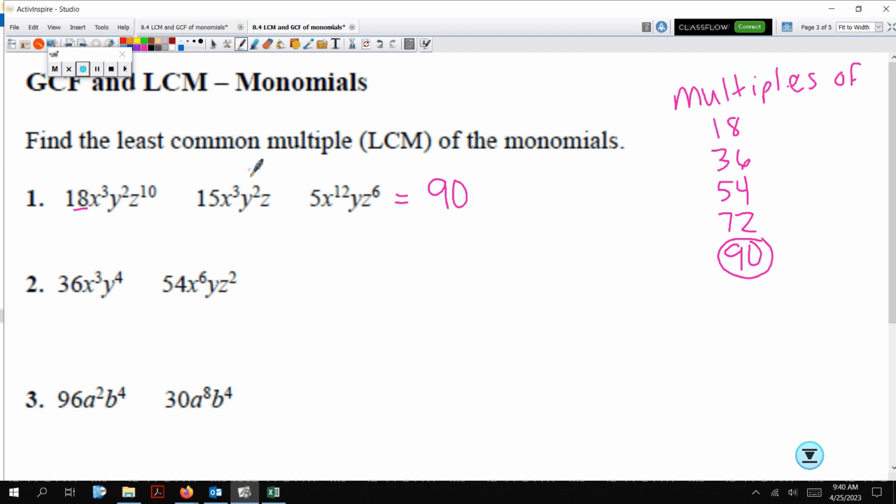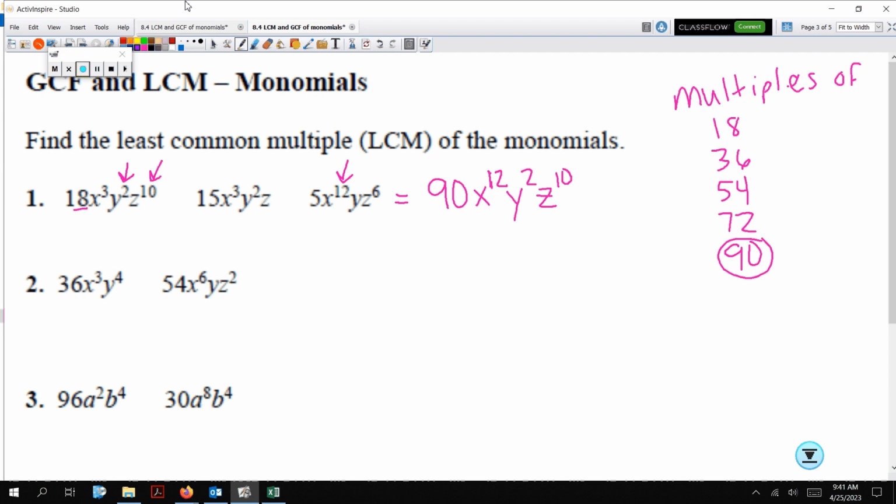Then for the variable, for least common multiples, when we're talking about variables and exponents, we want to take the most from all of them. So the highest exponent here is a 12 for my x's. The highest exponent for my y is a 2. And then the highest exponent for my z is 10. So 90, x to the 12th, y to the 2nd, z to the 10th, that is the least common multiple of these monomials. All right, let's look at the next one.